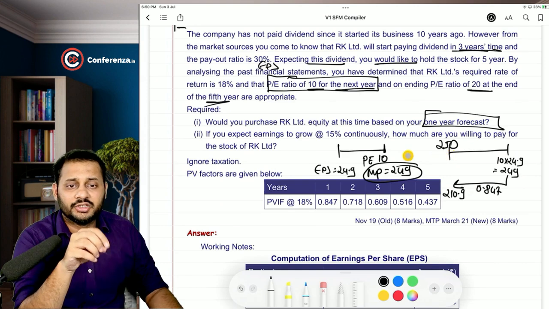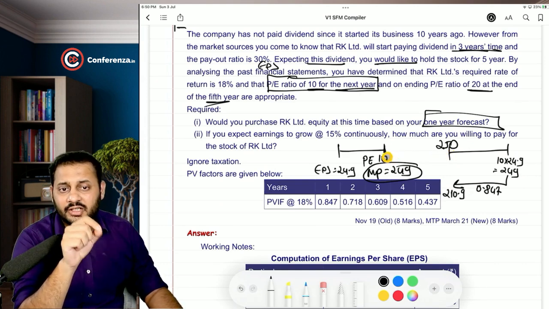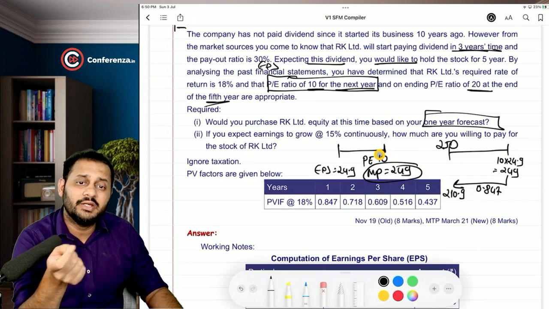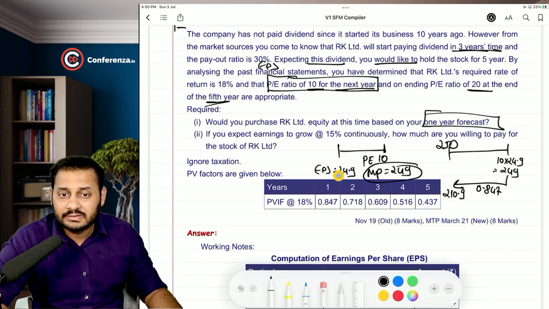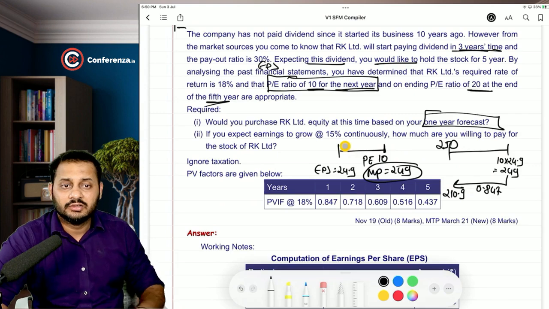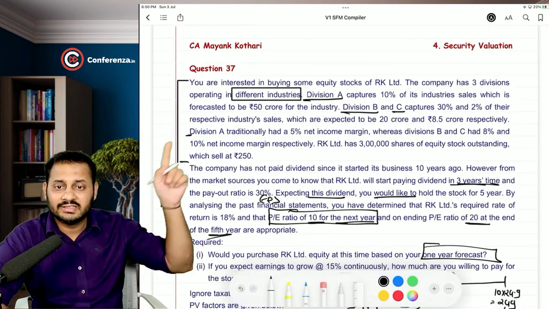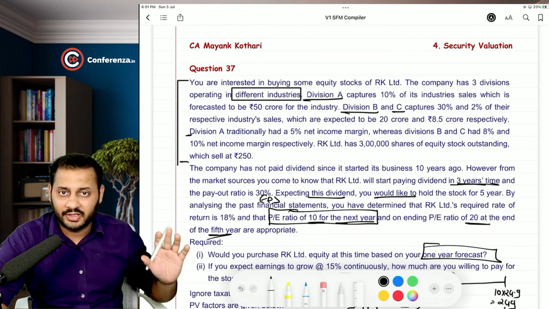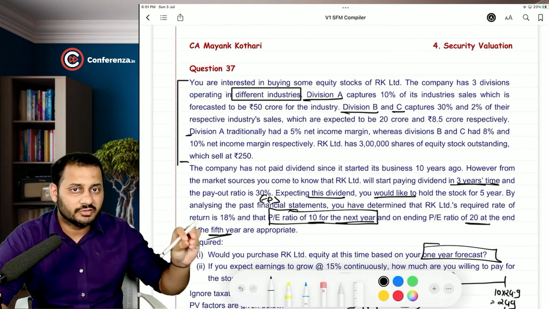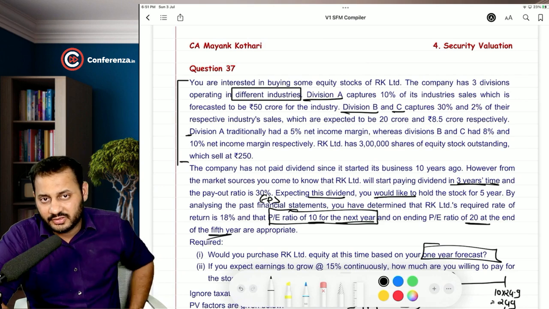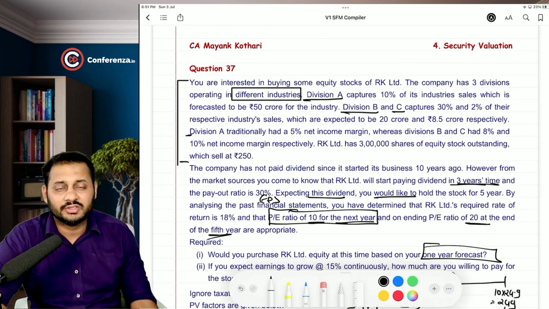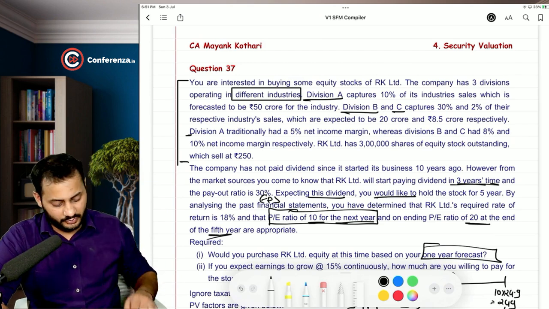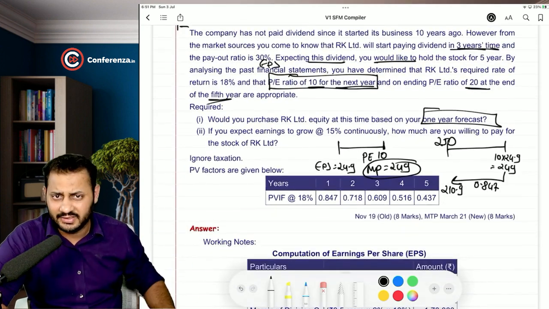You might raise a question that if the PE ratio is 10 after 1 year, you should have used the EPS of first year end, not the 0th time. But the thing is, the EPS of first year end is not given anywhere. So you can assume this EPS is 24.9 as of first year end. Otherwise also there is no growth, so you can take 24.9 only. So this is the only solution. Okay, cool. I agree on that thing. So the first part is very easy to understand.